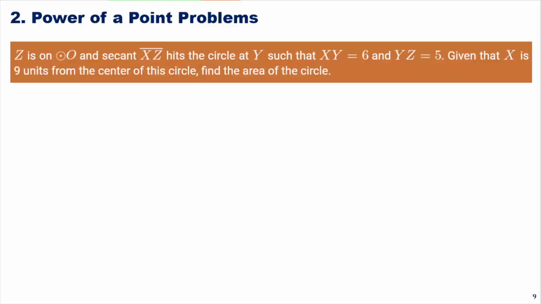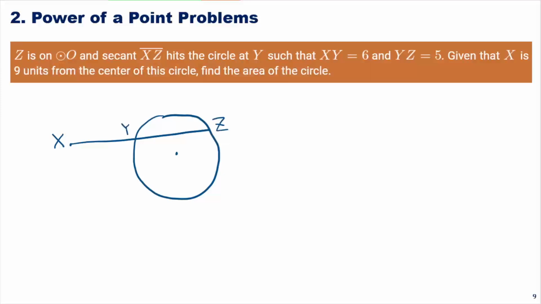Okay, let's have a look at the solution together. We start with a diagram. This is our circle O, some point X is here, right? XZ is the second line. It hits the circle at Y. Y should be here, because it's given that XY equals 6 and YZ equals 5.